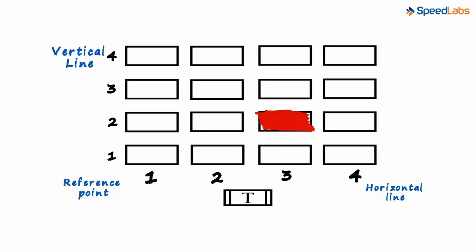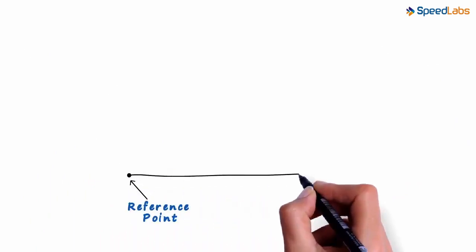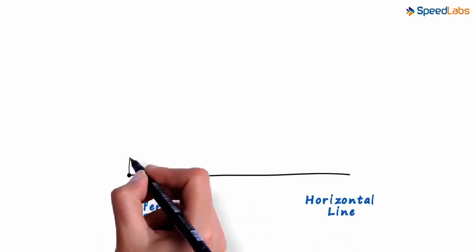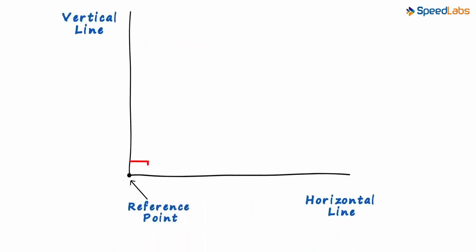We saw this example in the previous video where we had to give this bench a unique identity. To give it a unique identity, we needed three things: a reference point, a horizontal line, and a vertical line. Let's see how we actually use these three things. Let this be our reference point. We draw a horizontal line from this reference point. Then we draw a vertical line which will be perpendicular to this horizontal line.